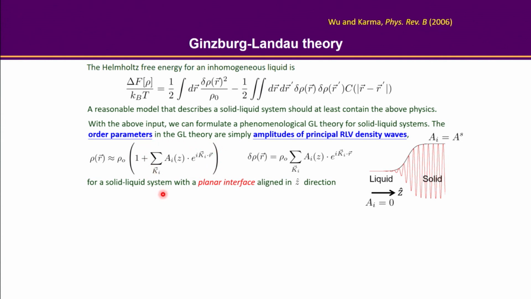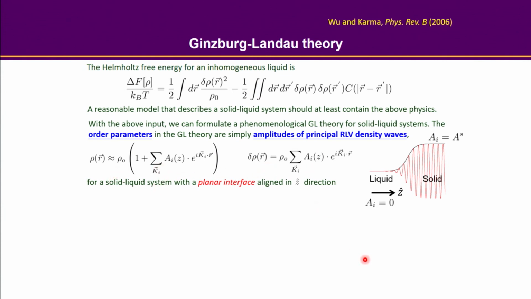Again, this depends on the structure of the solid we are talking about. You can use a different set of reciprocal lattice vectors, as we showed in PFC. And according to our previous definition, the delta rho is the fluctuation away from rho naught. So that will be just the second part, rho naught times the summation of all the plane waves.